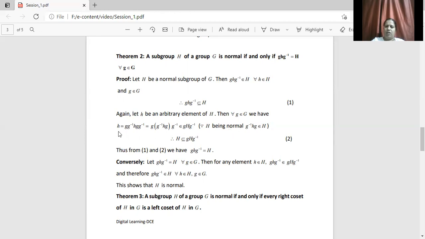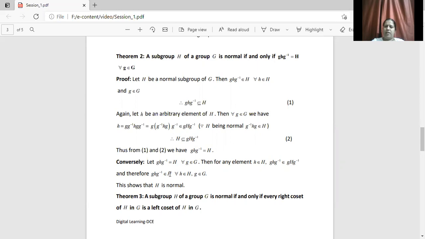Therefore, h is an arbitrary element of H, and h belongs to gHg inverse, which we have proved. Hence, I can write it as H is a subset of gHg inverse. Take it as equations 1 and 2. So from equations 1 and 2, we have gHg inverse equal to H.